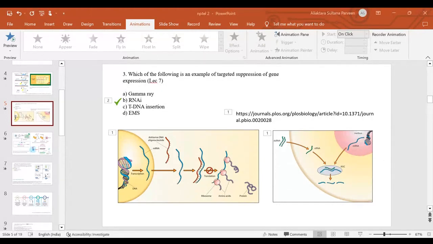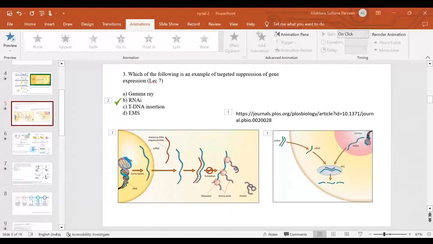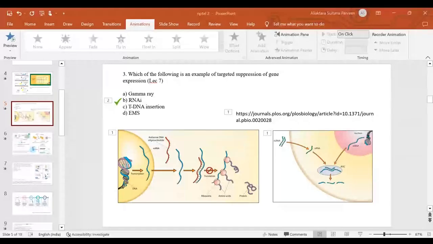Anyway, so then later on you have to map which region of your genome has got the insertion. Okay, but the problem again, you can see here that it is a random DNA insertion. So neither EMS, nor gamma ray, nor tDNA is specific. It is actually all a non-specific gene targeting method. So the last answer we're left with is the RNAi. So what is this RNAi?